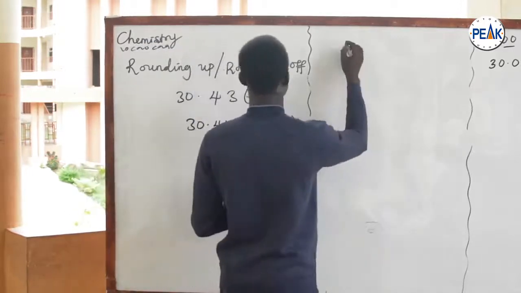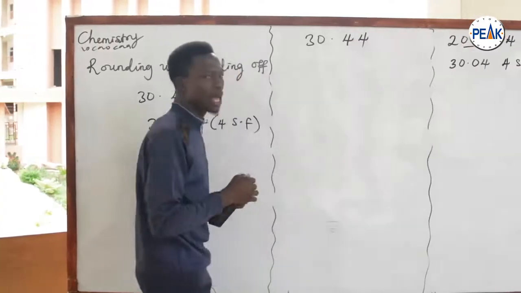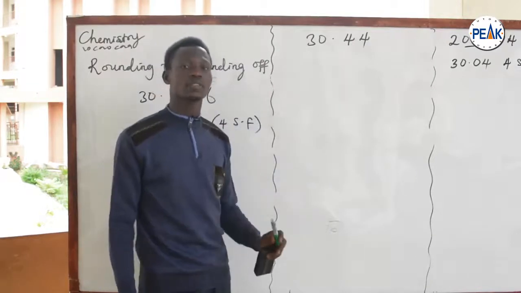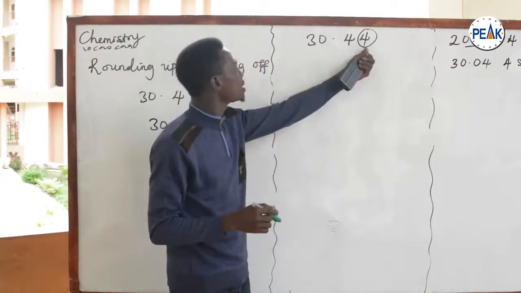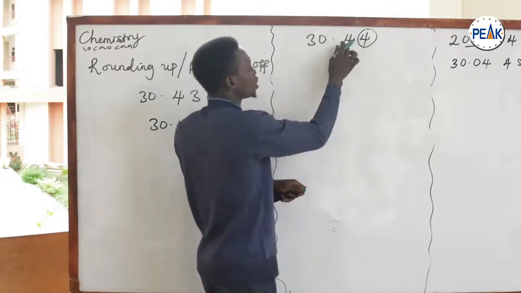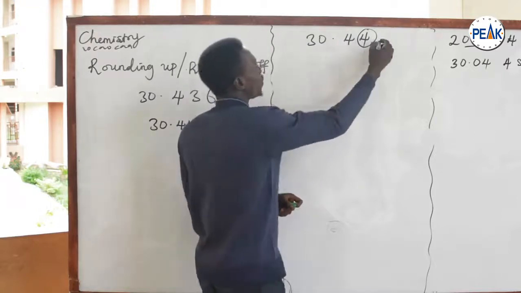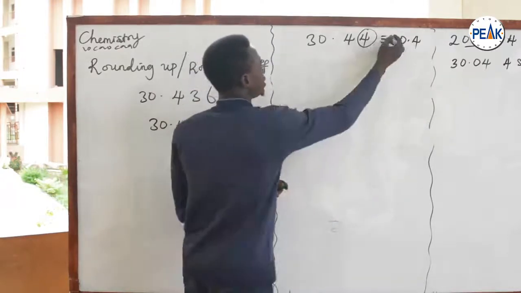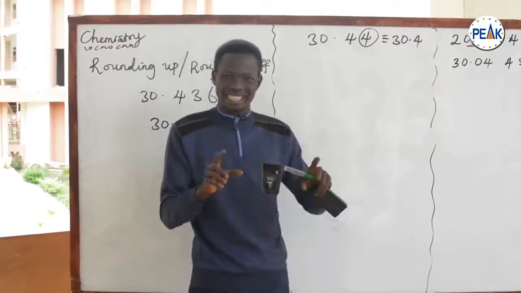Imagine I have something like 30.44, and I want to round this figure to what? To 3 significant figures. Now, to 3 significant figures, this is my figure to be dropped. 4 here is to be dropped, and you can see it is what? It is less than 5. So which means I'm not going to add 1 to the preceding figure, which is also 4 here in this case. So which means to 3 significant figures, I have 30.4. That is rounding up and rounding off in simple terms.